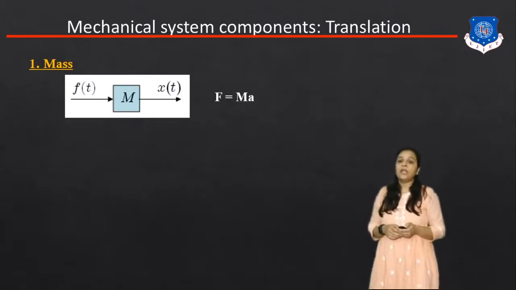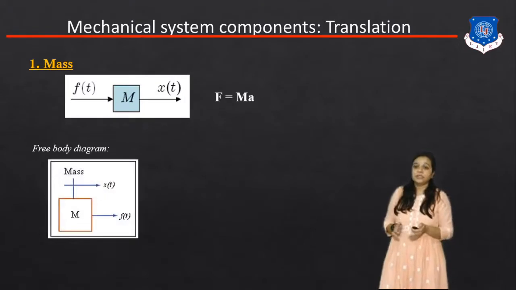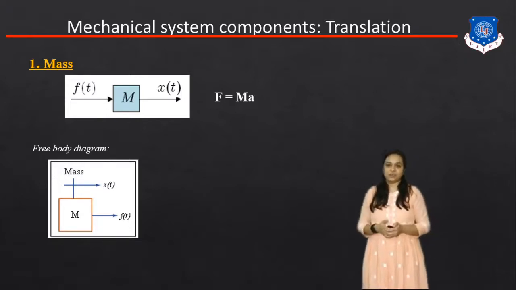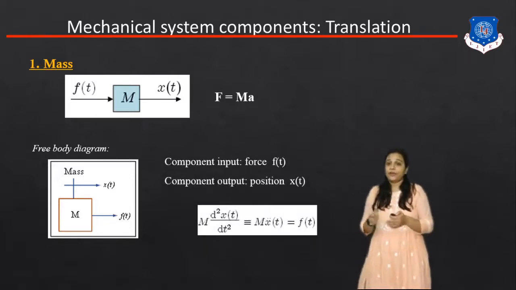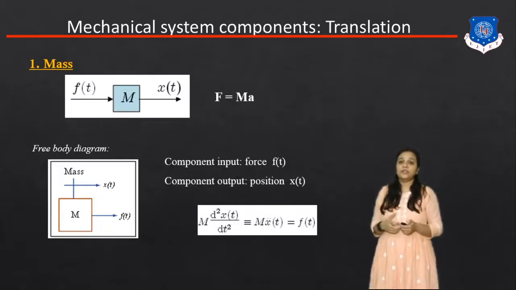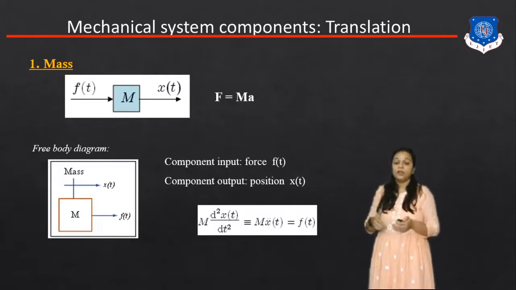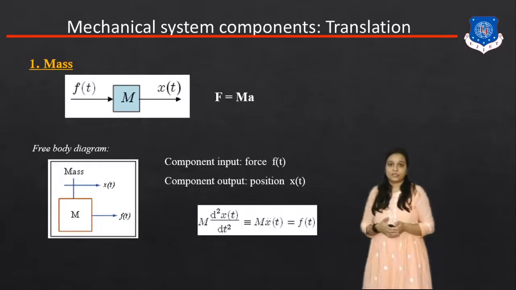Mass will be indicated with this diagram. Now, this is the free body diagram for this particular mass. Whenever an object is there and we apply the force, we get some displacement, some value of x(t). What is the component value for this? The component input is force, denoted f(t). The component output is position, x(t).